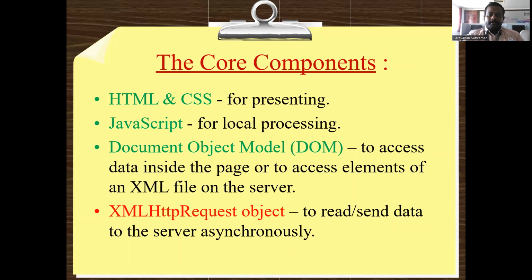So what are all the components available in Ajax? They are HTML and CSS for creating and presenting the web pages, JavaScript for local processing, and the document object model to access data inside the page or to access elements of an XML file on the server. And the XMLHttpRequest object, to read and send data to your server asynchronously.